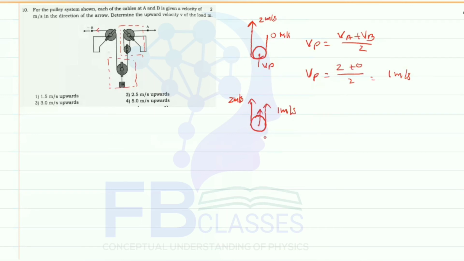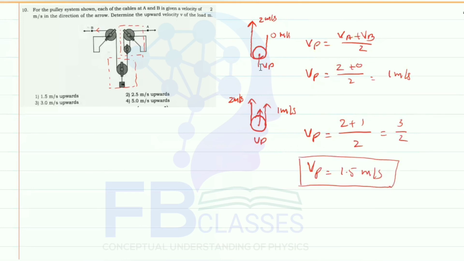Now the direction of the pulley is upward. So Vp is equal to, we know, (2 plus 1) upon 2, which is equal to 3 by 2. So Vp comes to 1.5 meter per second. So this Vp, the pulley velocity, is the velocity of the block which is hanging downwards from the pulley. So our first option is the correct option: 1.5 meter per second upward direction. Hope you understand, students.